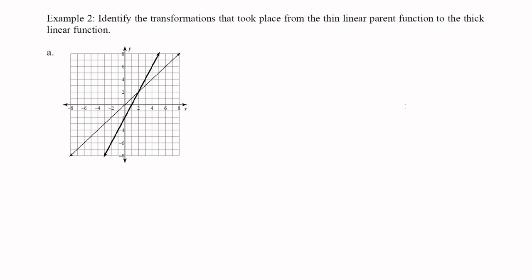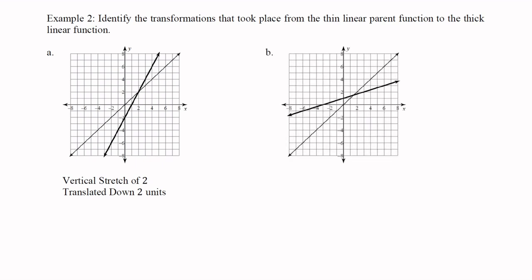Okay, so let's start off by taking a look at our line. It is still increasing, so therefore we are not reflected. Our slope is up 2 over 1, so our slope is 2, which means we have a vertical stretch of 2, and our y-intercept is -2, so we're translated down 2 units. For B, we have an increasing line still, so we're not reflected. Our slope is 1 over 3, so we are compressed by 1/3, and our y-intercept is 1, so we're translated up 1 unit.